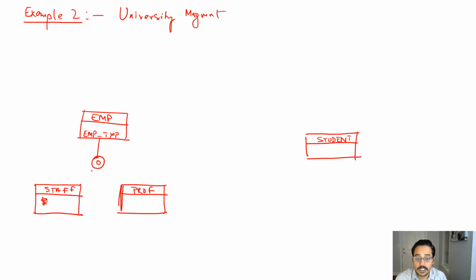And now what about the participation? Is it complete or is it partial? So that means that given that I have only two subtypes right now, does an employee within the university have to belong to one of these two subtypes, or can there be different categories which we have not specified right now?